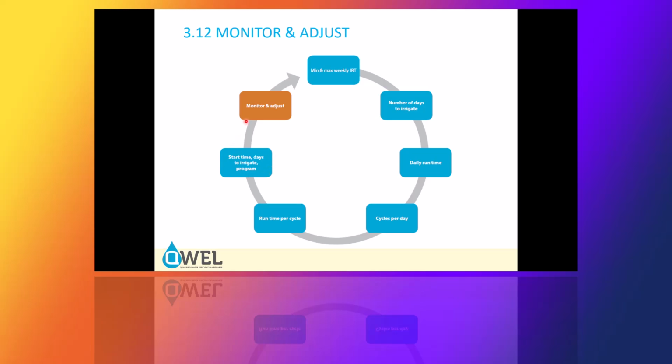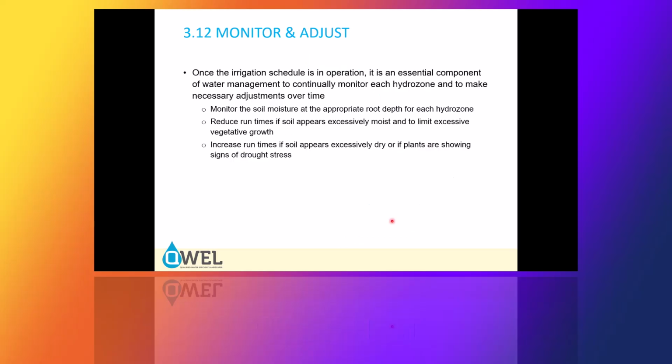And then we get to the point where we're monitoring and adjusting these things over time, depending upon weather conditions, seasons, visible observations, maybe some repair issues that come up. So monitoring and adjusting is an important part of scheduling. Once the irrigation schedule is in operation, it's an essential component of water management to continually monitor each hydrozone and make the necessary adjustments over time.